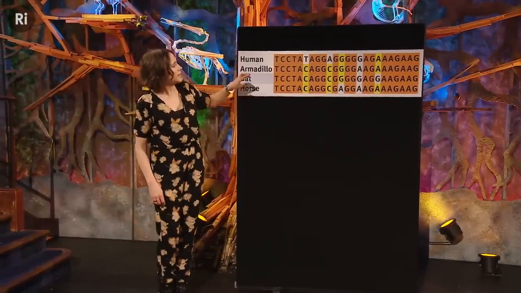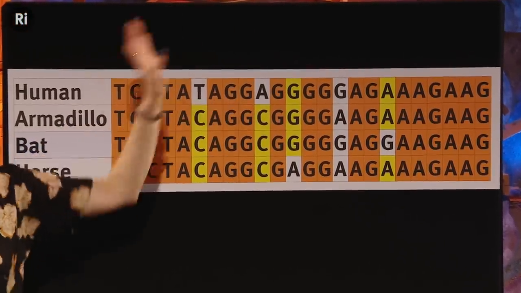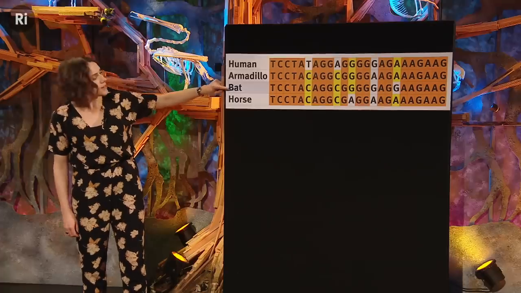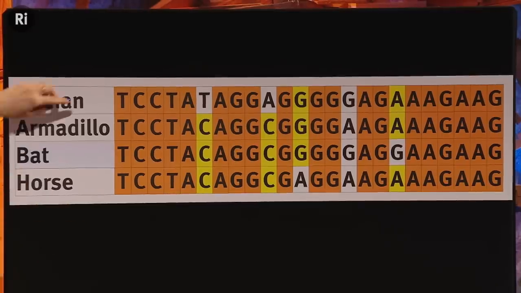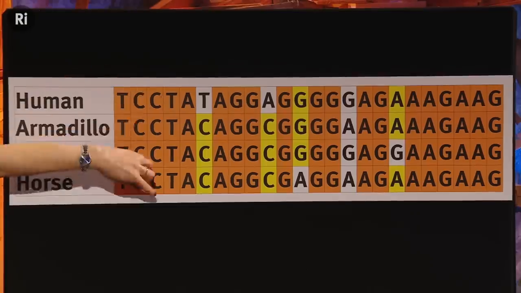And if we look at this little bit of sequence, we can read it across. It's easy. T, C, C, T, A, T, A, G, G, etc. It's easy to read DNA sequences. And then you've got the armadillo, the bat, and the horse. And if you look at this, you can see really quickly that the beginning is the same in all of them. So they all have T, C, C, T, A.